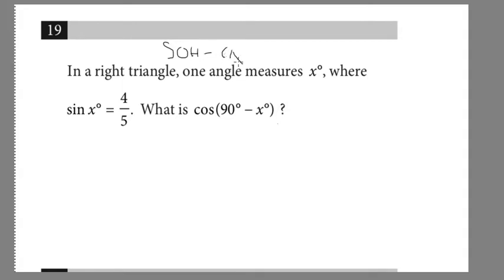SOHCAHTOA. Alright? Sounds like some Japanese thingy. SOHCAHTOA. And so really what SOHCAHTOA is: so, as in sine, is opposite over hypotenuse, ka, which is cosine, which is adjacent over hypotenuse, tangent is opposite over adjacent, okay?